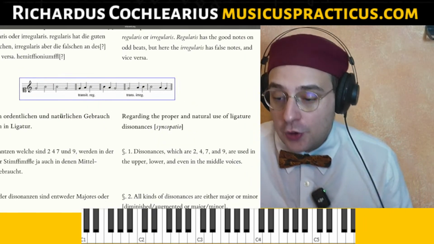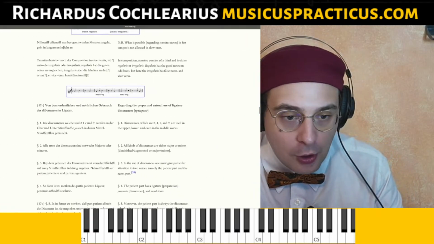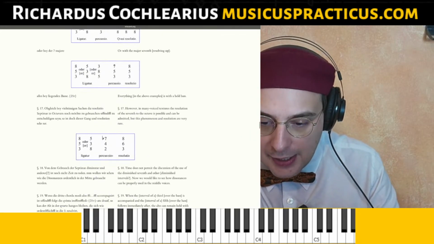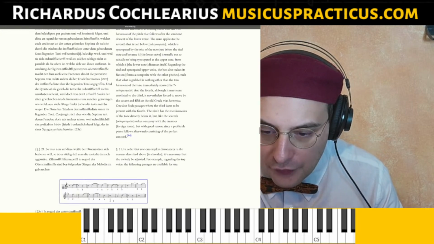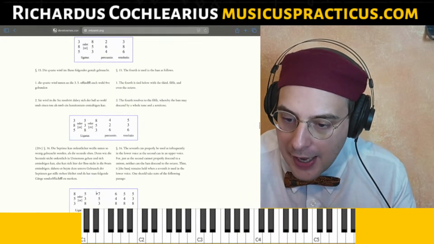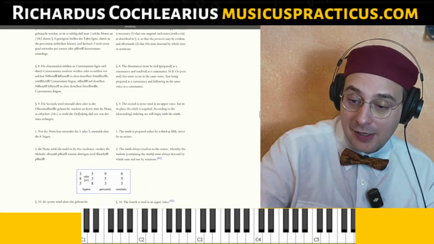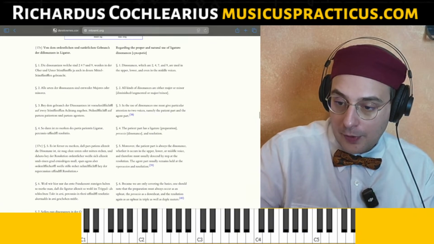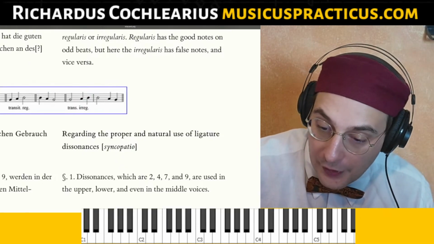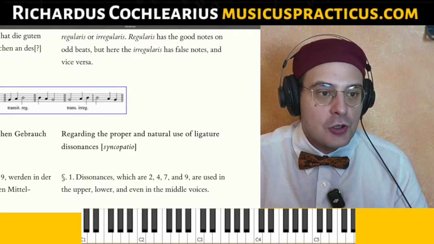Regarding the proper and natural use of ligature, dissonances, syncopation. Okay, because now there is another topic, which is the proper and natural use of dissonances. And this can be the topic of the next streaming about this book. In the next streaming we talk about ligature, so suspensions. So we'll resume from this point regarding the proper and natural use of ligature, dissonance, syncopation. Very nice. So let's continue in the next streaming our journey together.